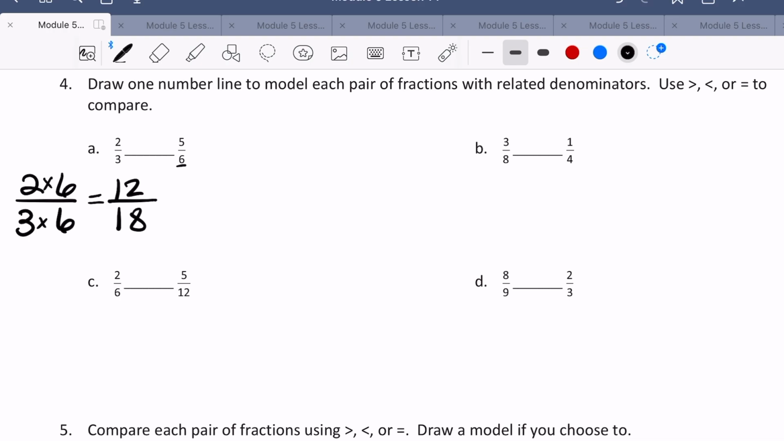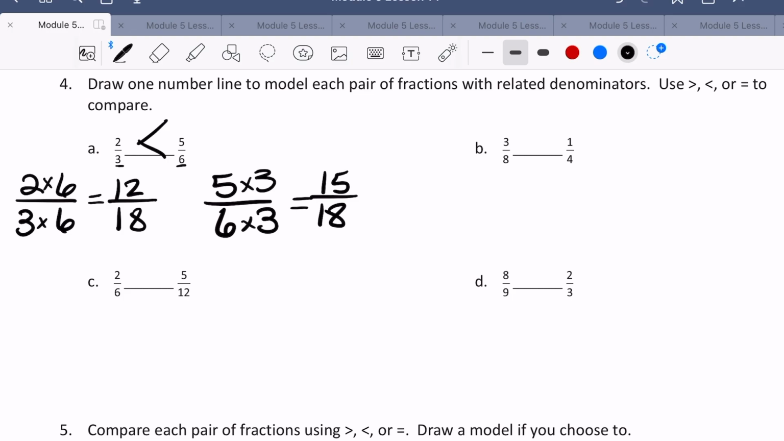Now we take the opposite fraction, so 5/6, and we're going to multiply it by the opposite denominator, which is 3. Now we have 5 times 3, which is 15, and 6 times 3, which is 18. So we look at 12 eighteenths and 15 eighteenths, and we know 15 is greater than 12, so 5/6 is greater than 2/3.